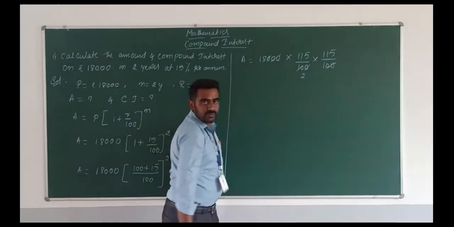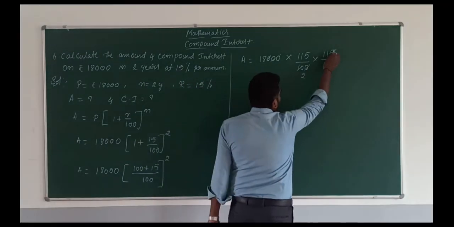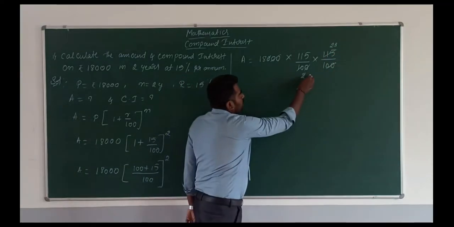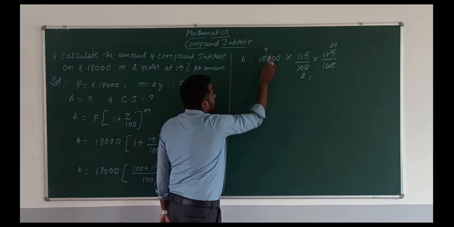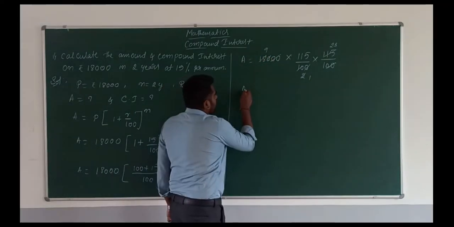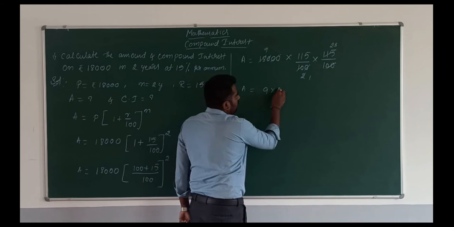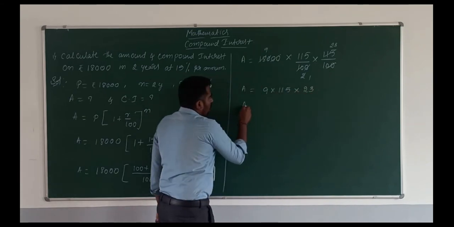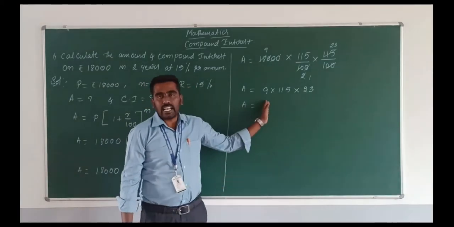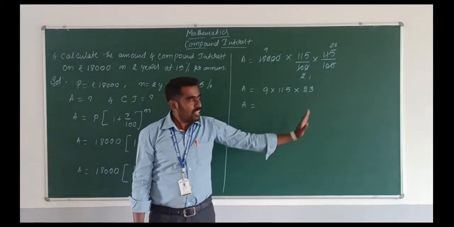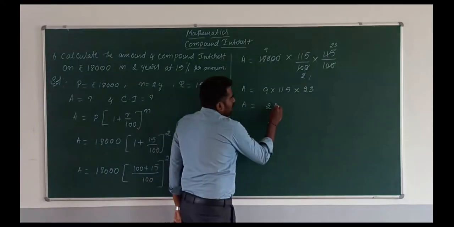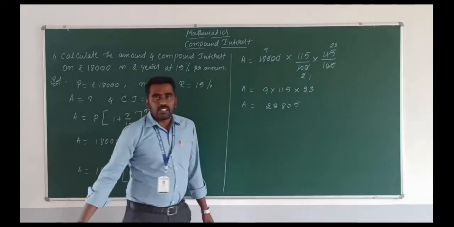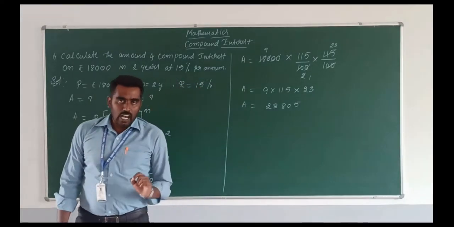5 2s are 10, 5 23s are 115. Again 2 1s are 2, 2 9s are 18. So remaining terms are A is equal to 9 into 115 into 23. So amount is equal to, we have to multiply 9 into 115 into 23. If we multiply all this, we will get 23,805. 23,805 is the amount.